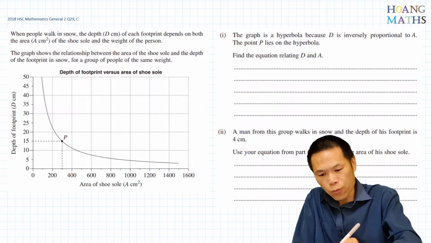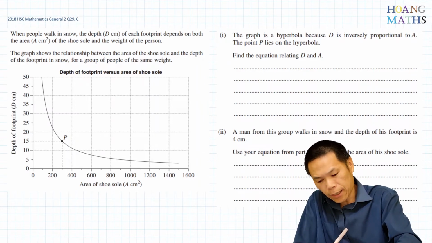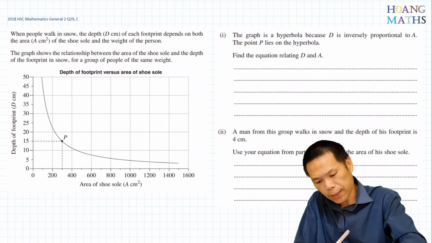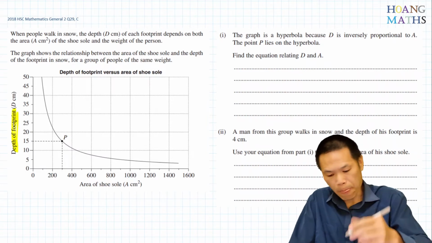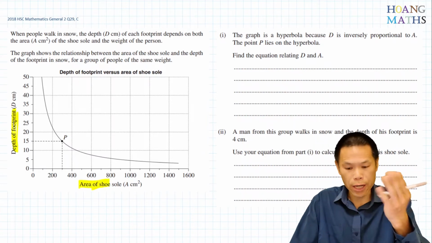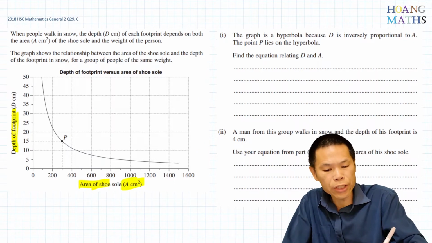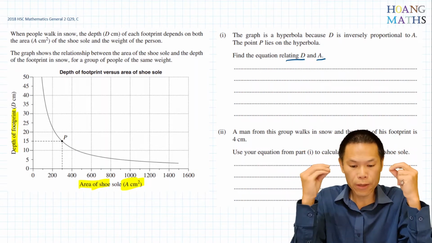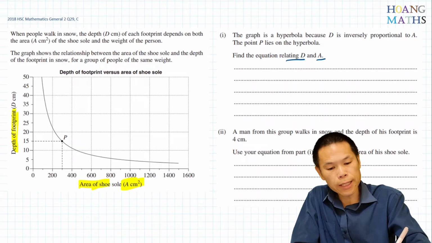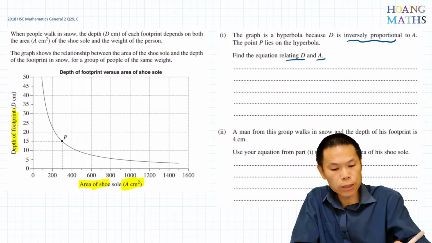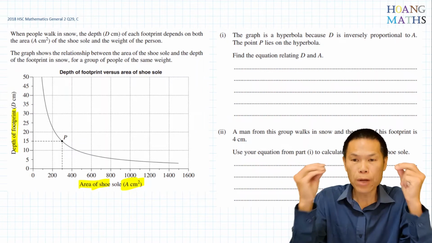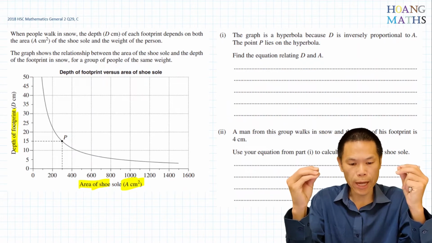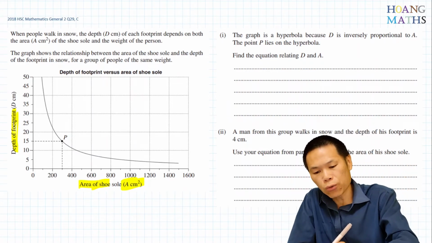So first of all, we know that D is the depth of the footprint, and A is the area. The question is, we need to find the equation relating D and A. We need to know that it is inversely proportional, because it says so here as well. So the relationship between D and A is inversely proportional.